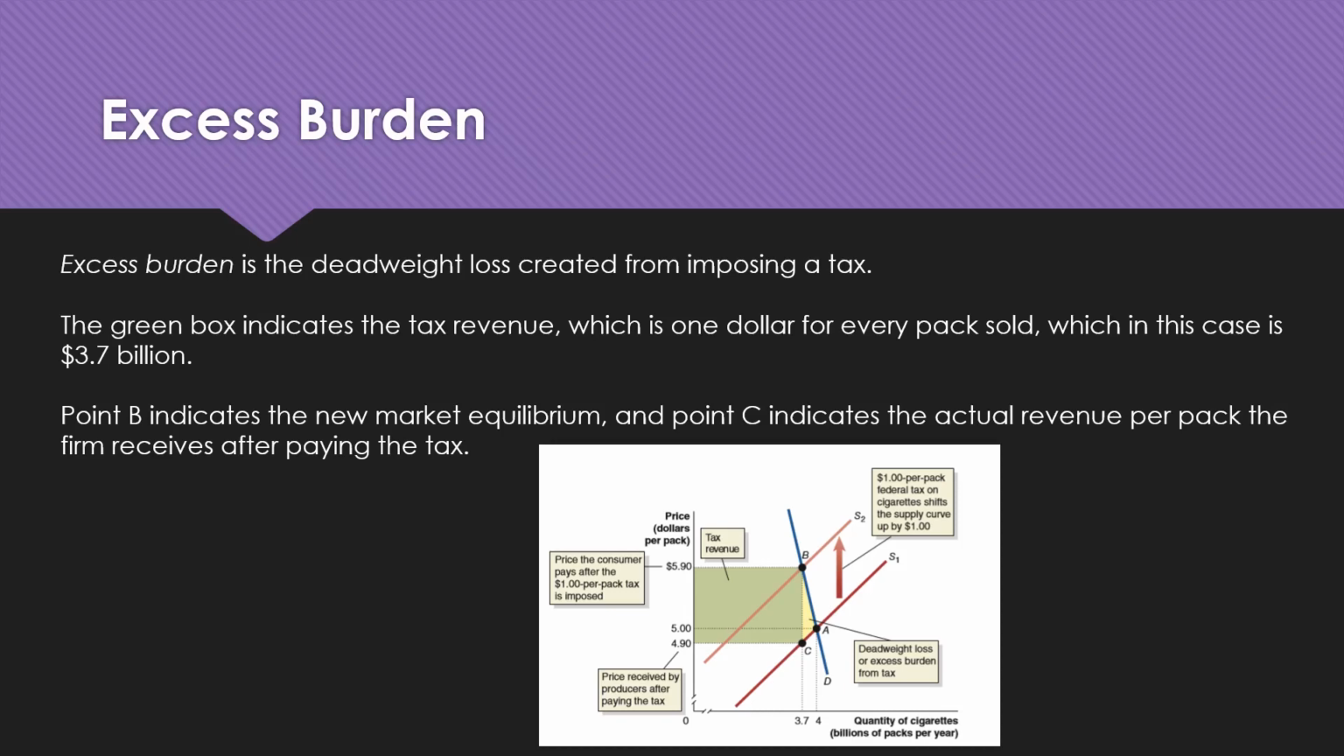And then that deadweight loss is not 3.7 billion. The actual revenue is 3.7 billion, excuse me, from before. The deadweight loss is just going to be that area right there, which I can't necessarily calculate off the top of my head. It's actually $1 times 300 million divided by 2, assuming that's a triangle. So $1 times 300 million divided by 2, so $150 million is going to be the excess burden in this example.